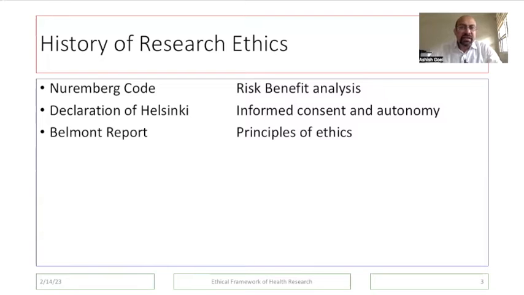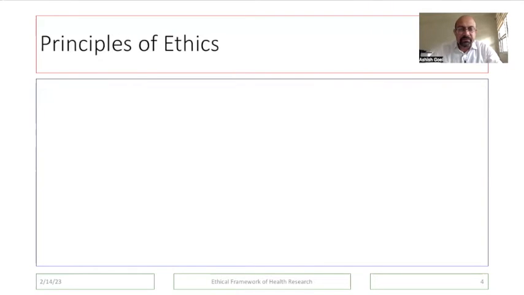The third and key important event in the history of research ethics was the Belmont Report, which talked about the various principles of research ethics. So if you remember those three events, the Nuremberg Code, Declaration of Helsinki, and Belmont Report, you are pretty well covered for this course. With regards to the principles of ethics, this is something that you cannot afford to forget.